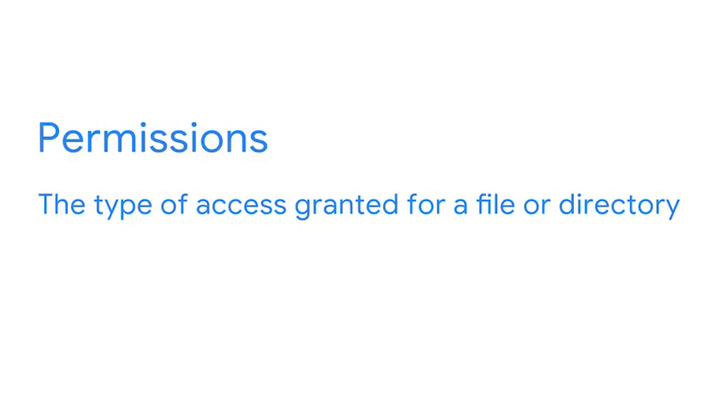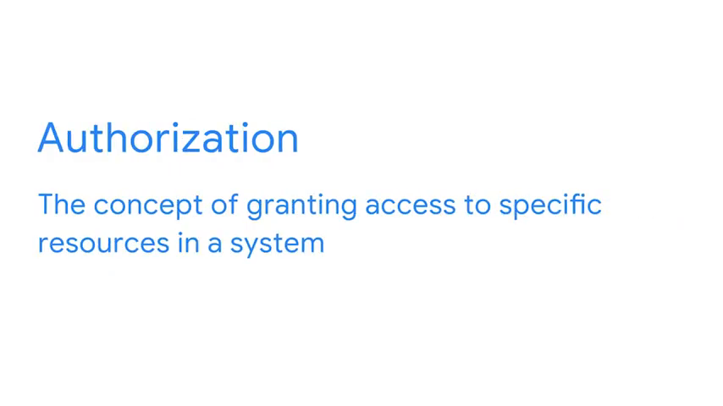Permissions are the type of access granted for a file or directory. Permissions are related to authorization. Authorization is the concept of granting access to specific resources in a system. Authorization allows you to limit access to specified files or directories. A good rule to follow is that data access is on a need-to-know basis. You can imagine the security risk it would impose if anyone could access or modify anything they wanted to on a system.